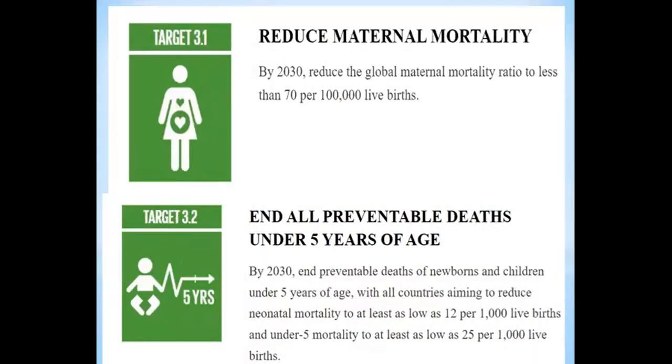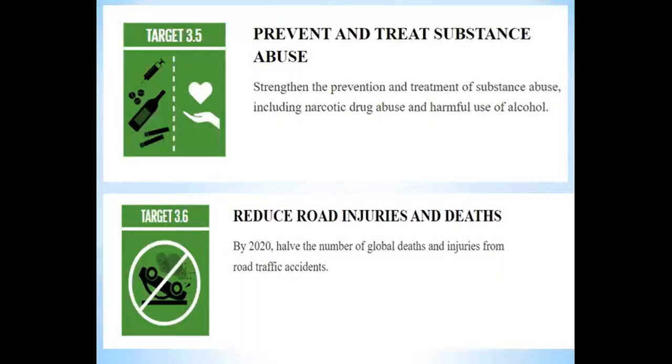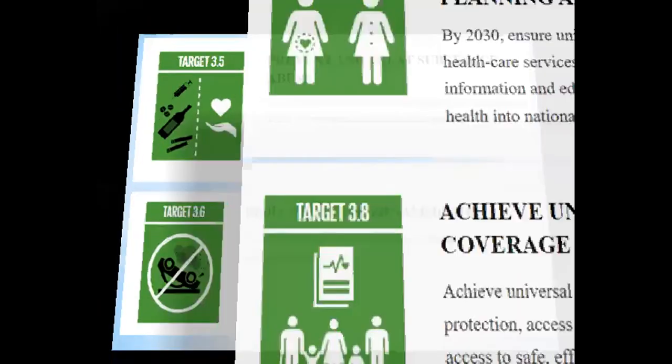First, target 3.1 is to reduce maternal mortality. Target 3.2 is to end all preventable deaths under 5 years of age. Target 3.3 is to fight communicable diseases. Target 3.4 is to reduce mortality from non-communicable diseases and promote mental health. Target 3.5 is to prevent and treat substance abuse. Target 3.6 is to reduce road injuries and deaths.